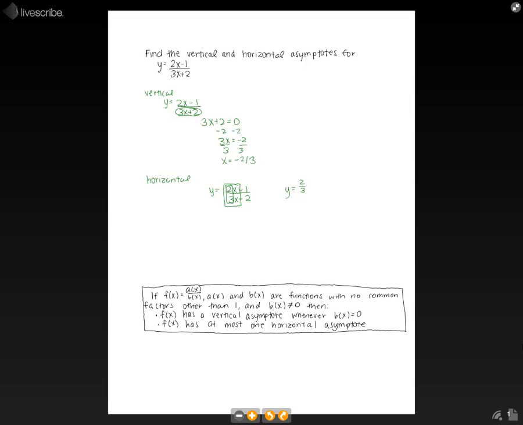So if we had a bigger exponent on top and smaller on the bottom, like x to the third over x squared, so obviously our 3 is bigger than our 2 in the top, this would mean we would have no horizontal asymptote. And if we had smaller in the top and larger in the bottom, we would have an asymptote that is y equal to 0.